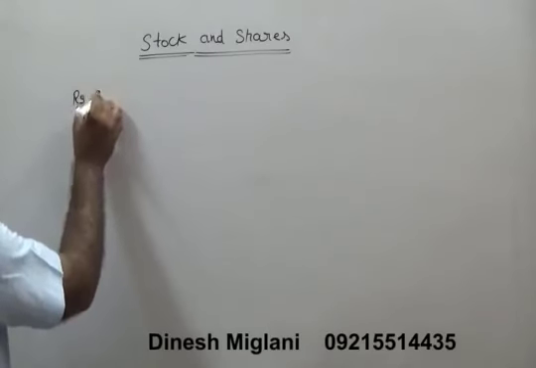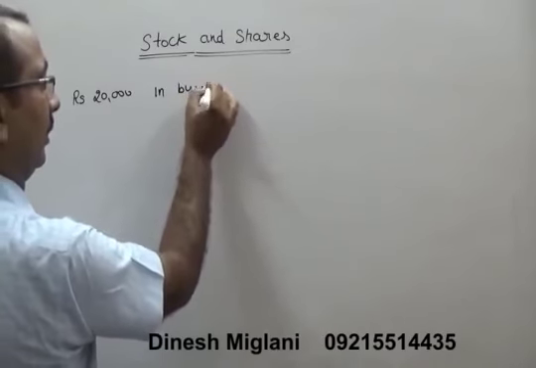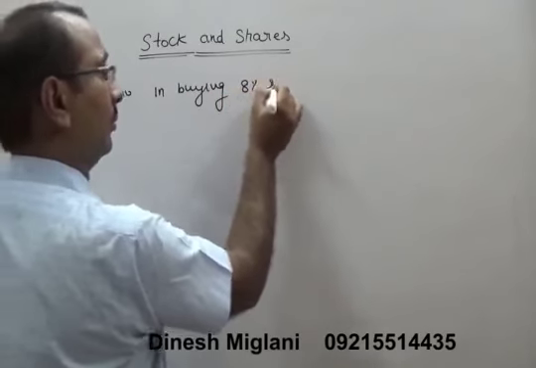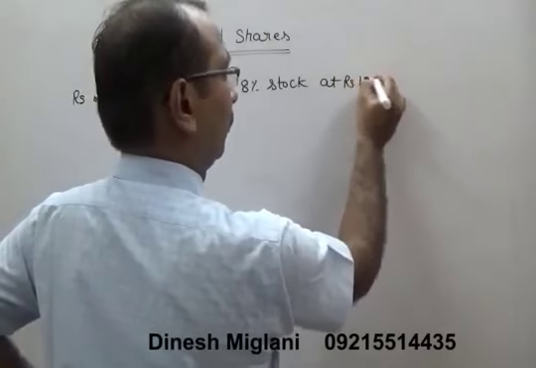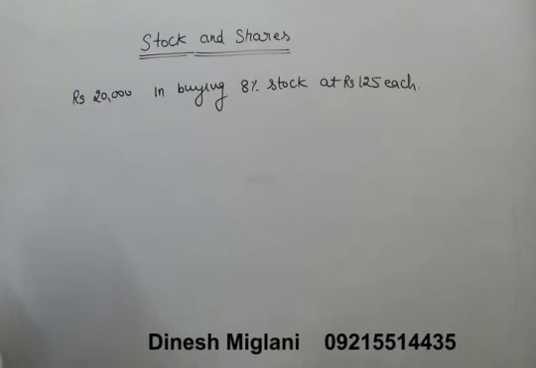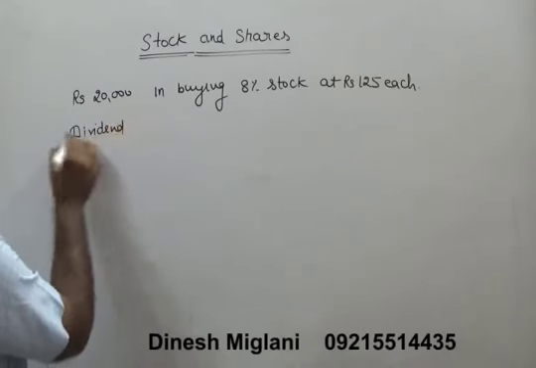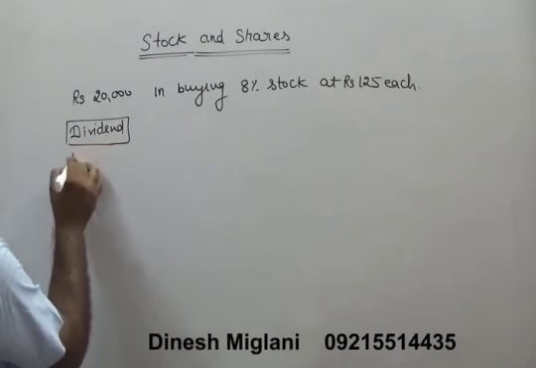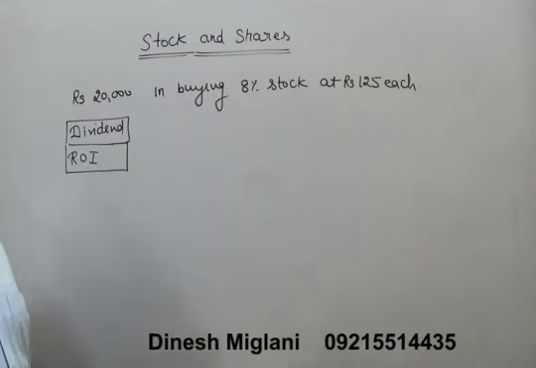It is given that a person invested rupees 20,000 in buying 8% stock at rupees 125 each. And in the question, two statements are asked. What is the dividend received by the person at the end of the year? And the second is, what is the rate of investment, or we can say, what is the return on investment?